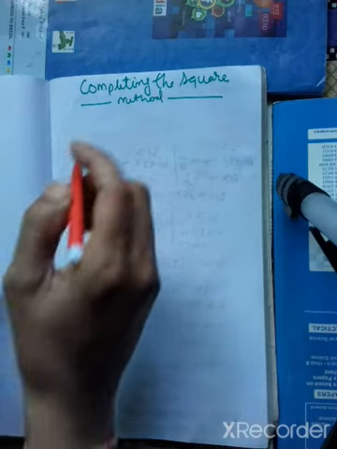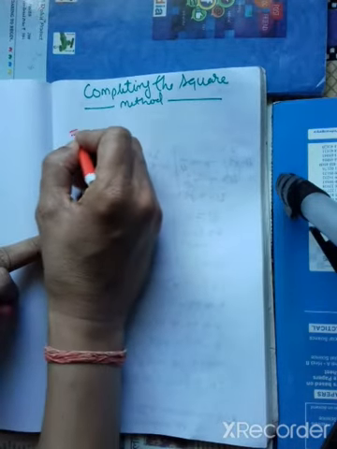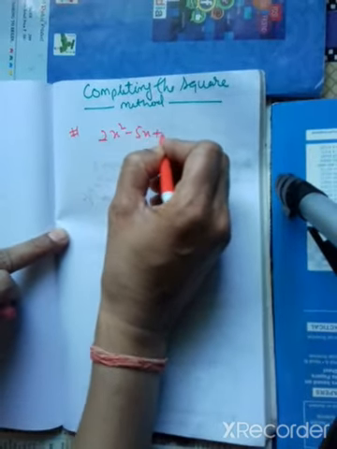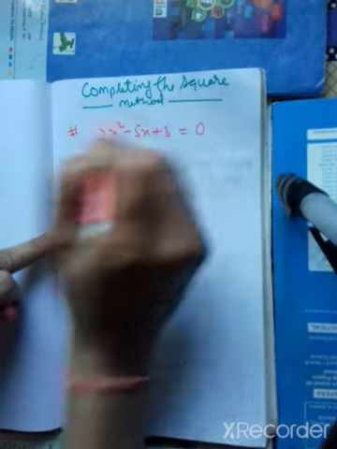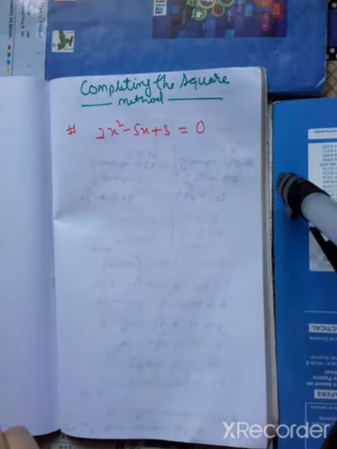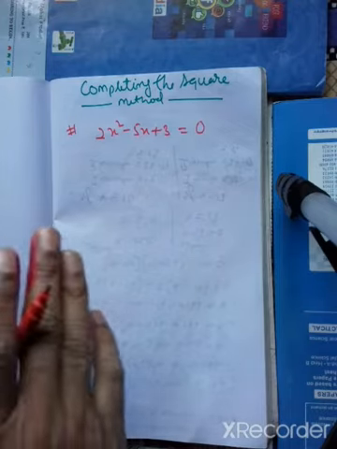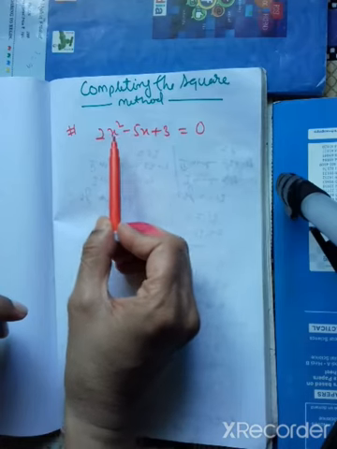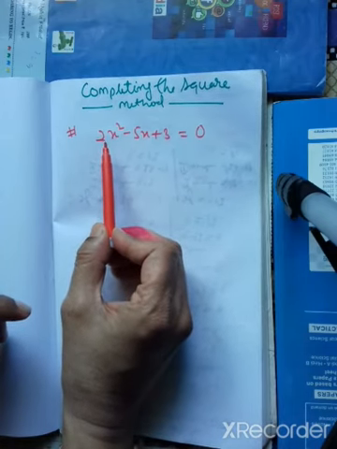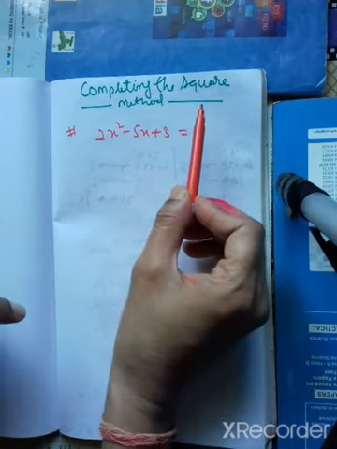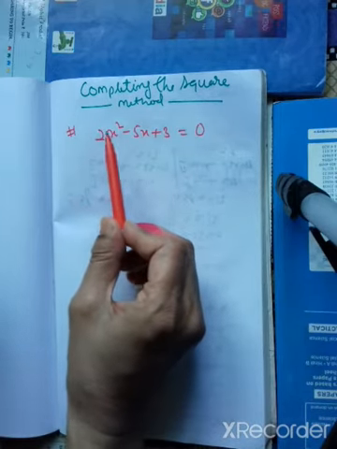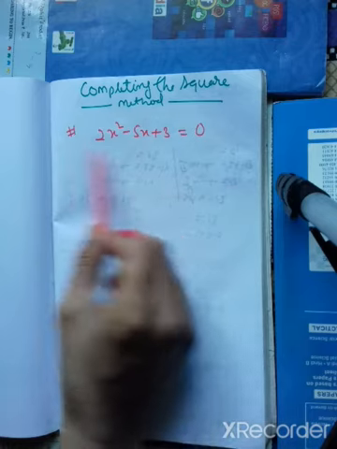Okay, so let us say we have a quadratic equation 2x square minus 5x plus 3 equals 0. See very carefully, step by step. First step is that the coefficient of x square should be 1. To apply the completing the square method, the coefficient of x square should be 1. So to make it 1, we will divide the full equation by 2.